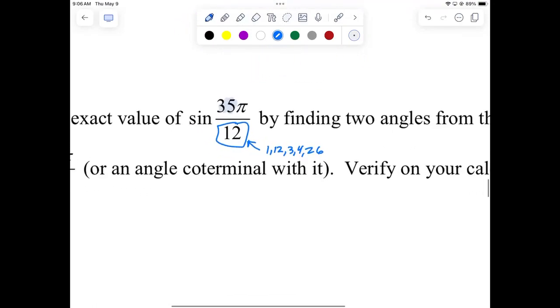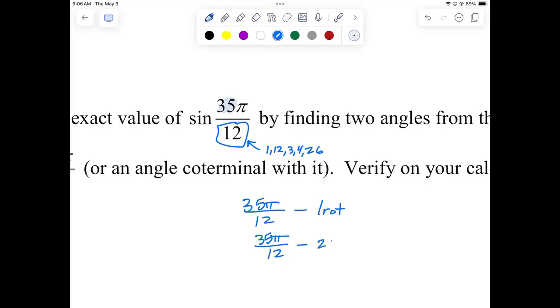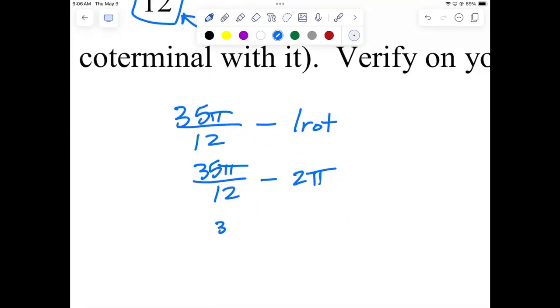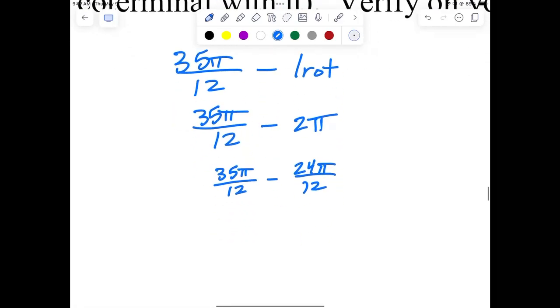Now let's think about 35 pi twelfths for a second. Is it more than one rotation? Yes. If I subtracted out a full rotation, I would get a coterminal angle, wouldn't I? And don't coterminal angles have the exact same trig values? So I can make the work easier on myself by subtracting out a full rotation, which is how many pi twelfths? 24 pi twelfths. What's 35 minus 24? 11 pi twelfths. That's going to be a lot easier to work with.